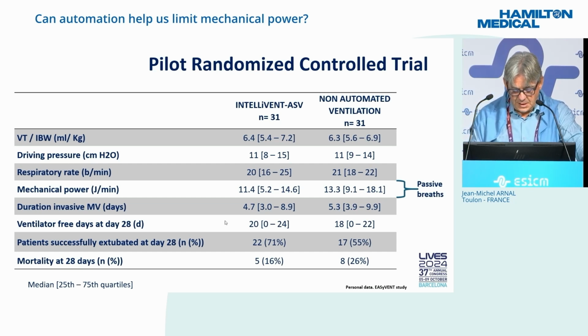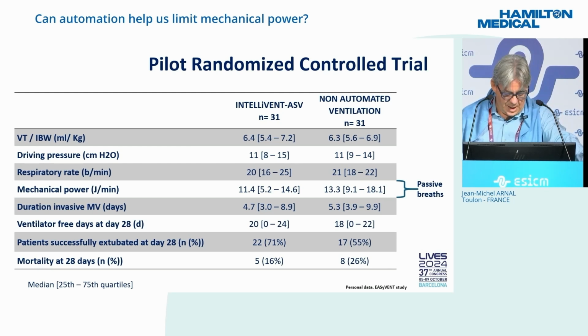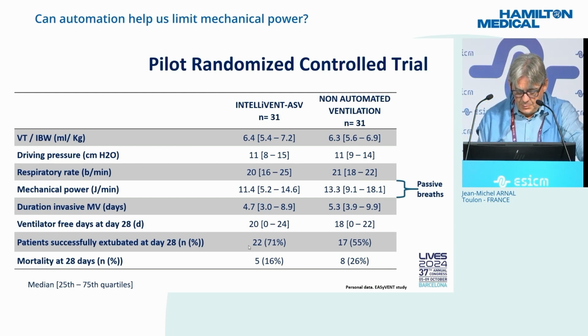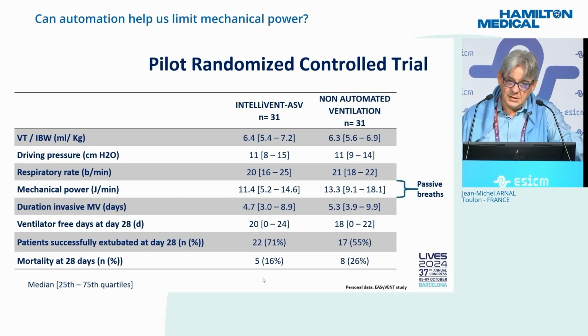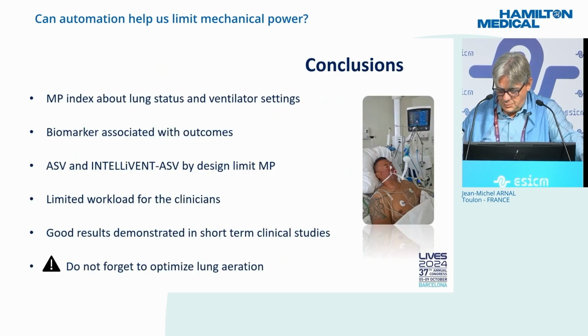it seemed that the duration of mechanical ventilation was a little bit shorter in IntelliVent ISV. The number of ventilator-free days were higher, and the number of patients successfully extubated after 28 days were higher, and the mortality seems similar or even a little bit lower. So, of course, this is motivation for us to start a big randomized control trial, and one of them is already running.